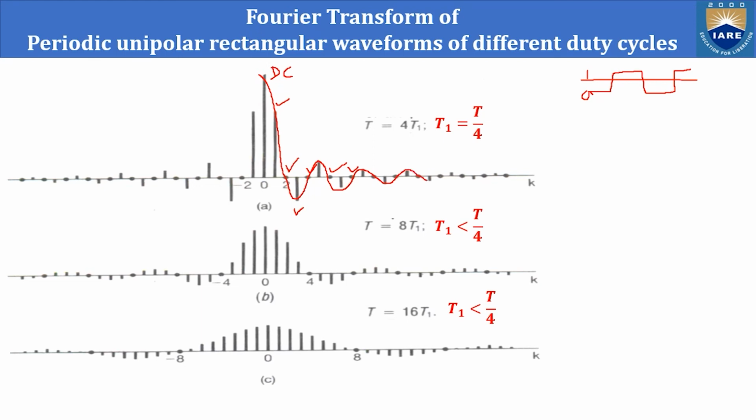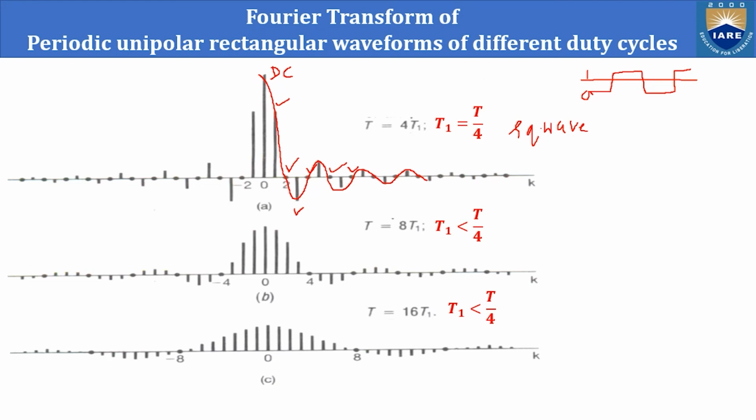You have the sinc function envelope, but because it is a periodic signal, you have only a line spectrum. There are lines present, and between the lines no other frequency is available. So this is for the case of a square wave. What you conclude finally in the case of a square wave is that even harmonics do not exist, and odd harmonics change their sign alternately.